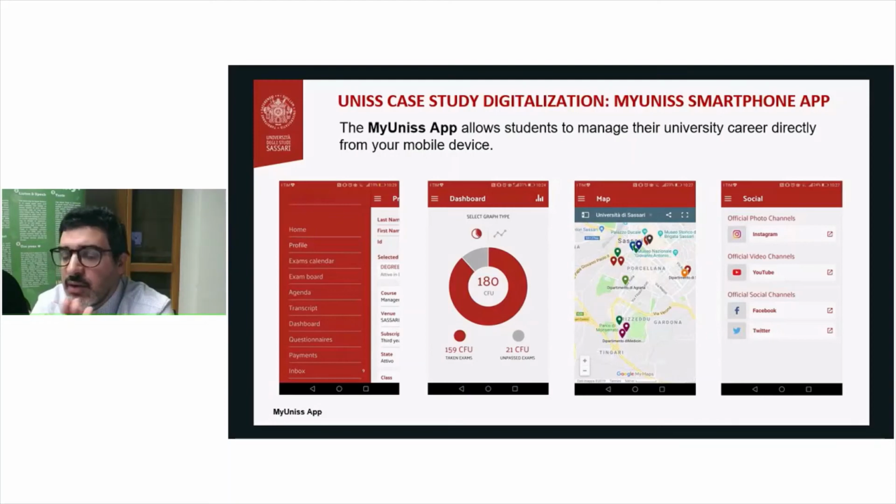It's a very user-friendly app, extremely agile, okay, without a great number of functions, but extremely sensible for the students. As you can see, there are different features. Well, it's in two languages, so it's both in Italian and in English.